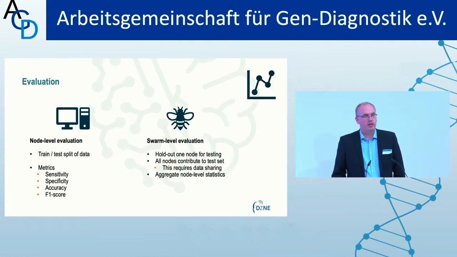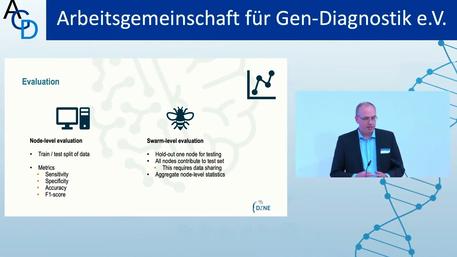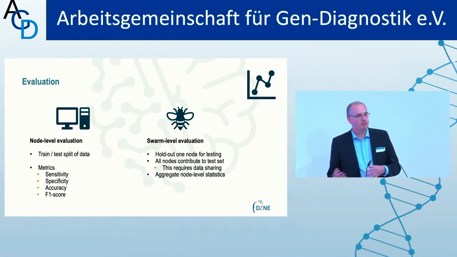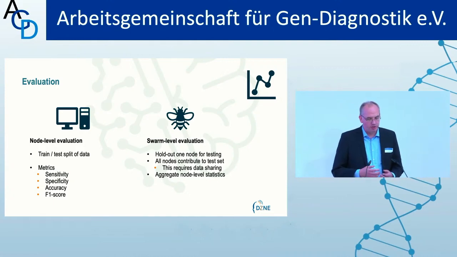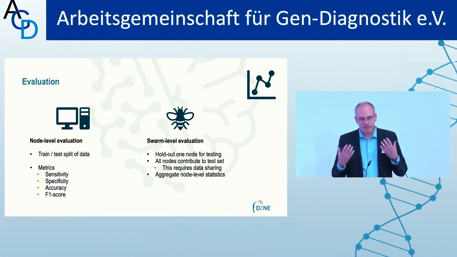So at the end, what do you want to do? You want to see results. There are two approaches that we can go. First of all, we can do node level evaluation. So basically we have a test train split on each individual node, and there we can collect the common metrics. So we can go for specificity, sensitivity, you name it.